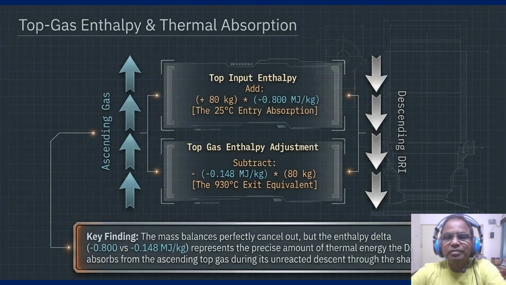As a manager, you should recognize this as an efficiency gain. We are using the latent heat of the top gas, which would otherwise be lost to the scrubber, to perform work on the burden. This cooling effect on the top gas is a direct indicator of improved furnace efficiency, provided we stay above the acid dew point.